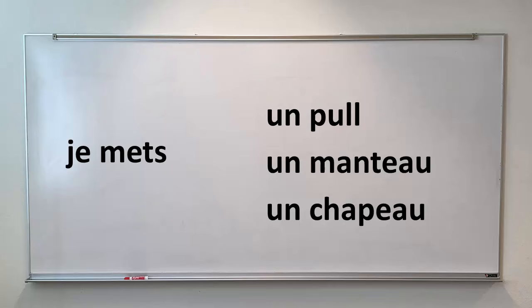The other meaning of the verb mettre is to put on, as in to put on an article of clothing. So we have some articles of clothing here. Un pull. Be sure to round your lips here when you're pronouncing this. Pull, un pull. If you don't round your lips, you might end up saying poule, which is a chicken or a hen. So be careful with that. Un pull. A coat, un manteau, and a hat, un chapeau.